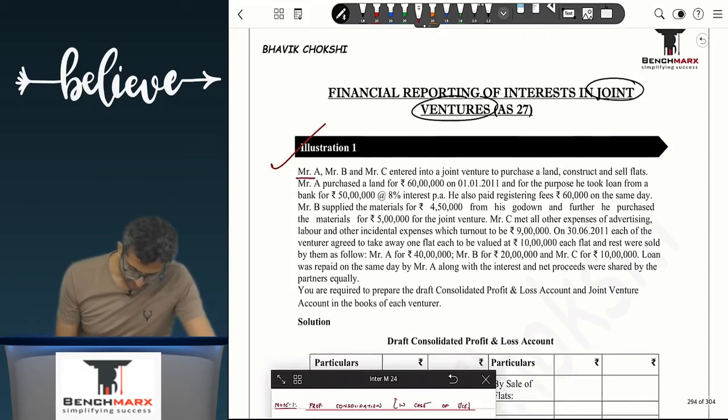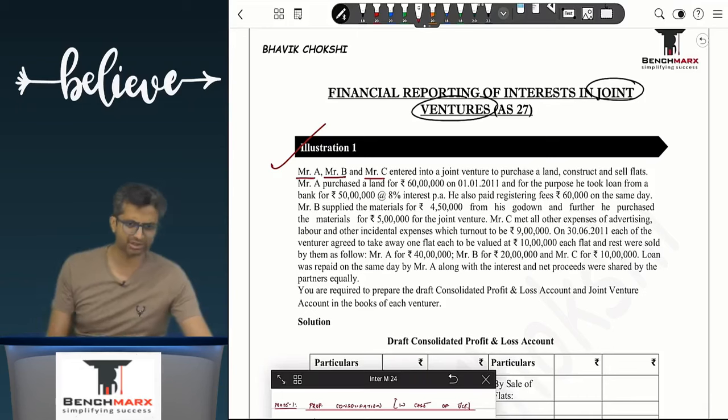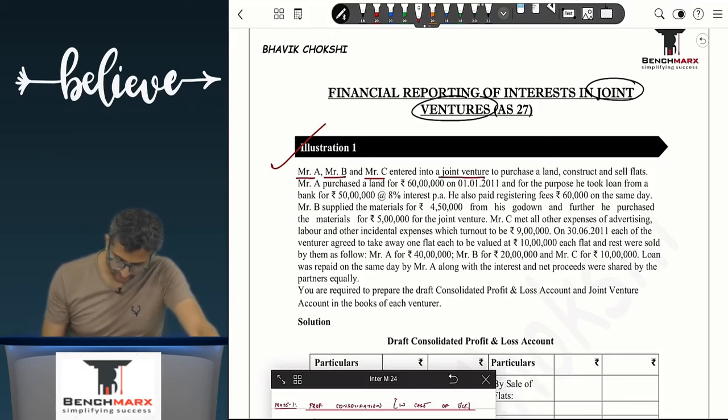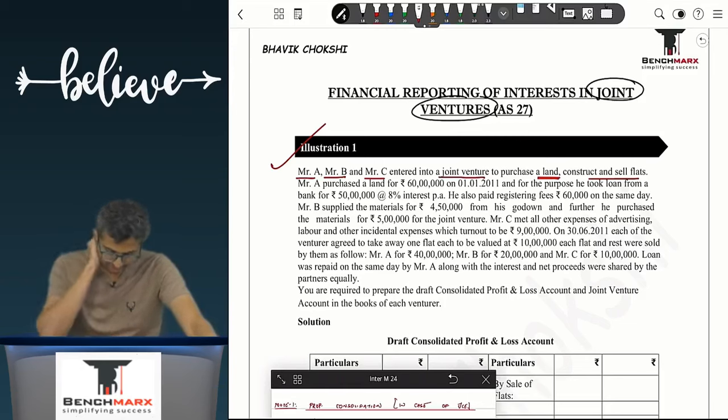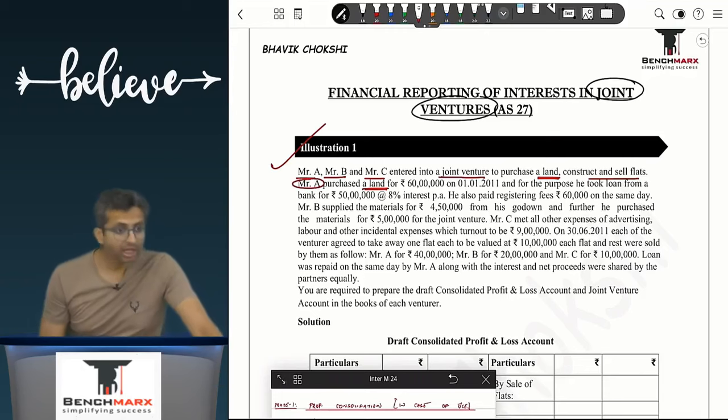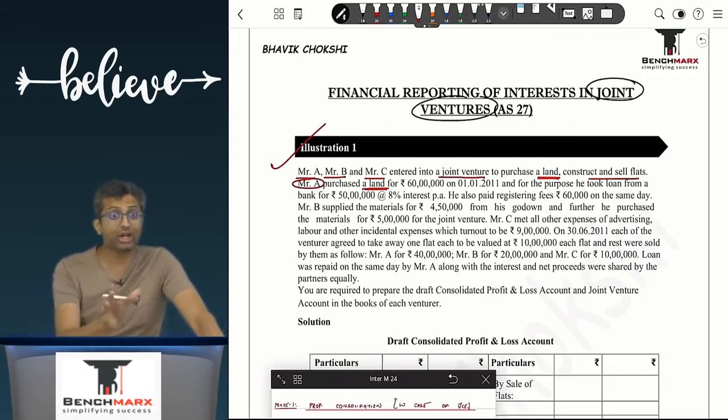Mr. A, Mr. B and Mr. C. Solutions are given here only for your reference. Mr. A, Mr. B and Mr. C entered into a joint venture to purchase a land, construct and sell flats. Theek hai? So A, B and C are coming together to purchase land and construct and sell flats on that. Mr. A purchased land. Kisne purchase kiya? It is not purchased by a separate entity in the middle. It is not jointly held.